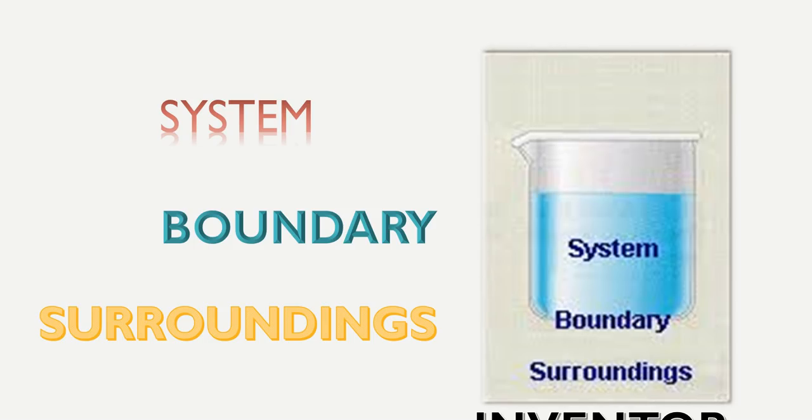The system is anything on which the thermodynamic study or the energy study is done. Boundary is any layer that separates the system from the outer world, and the surroundings is everything other than the system and the boundary.